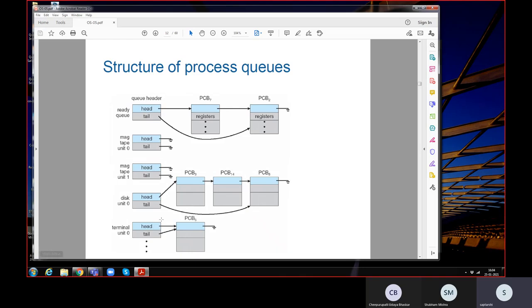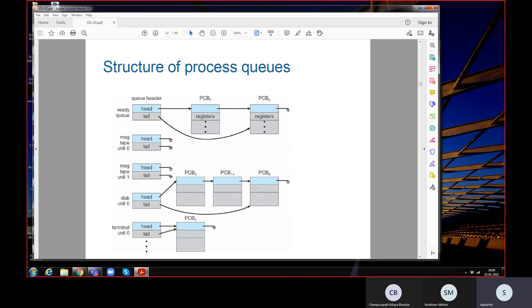So for example, what this picture shows is one queue for every device. Let's say the system has two magnetic tapes. It's magnetic tape unit 0 and magnetic tape unit 1. These are its queues. Currently, no process is waiting for any I/O operation on those magnetic tapes. Similarly, this is the device queue for disk, and 3 processes are currently waiting for some IO with the disk.